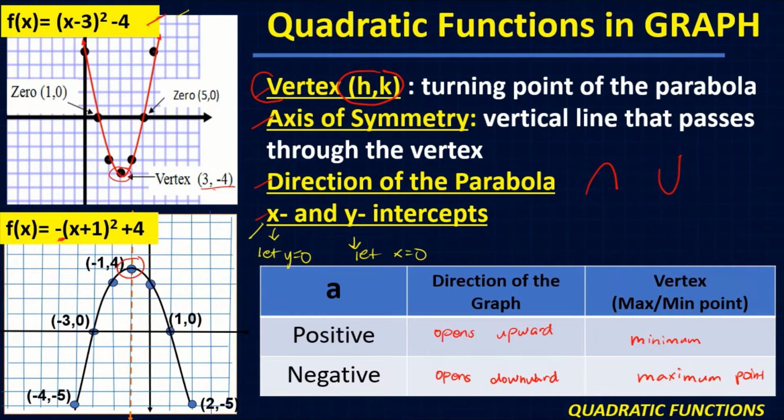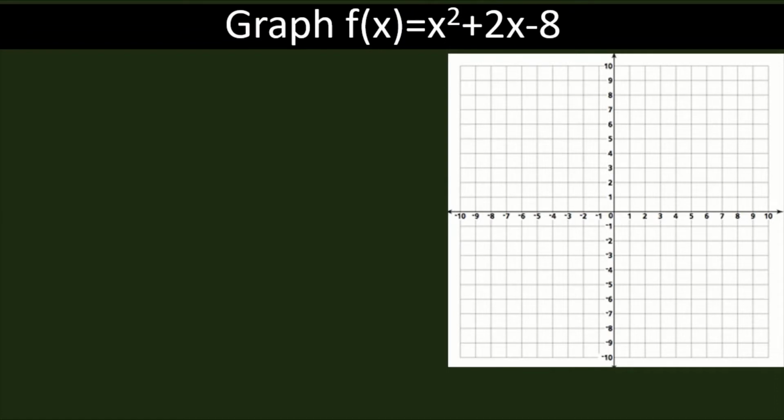To understand this, let us have a first example. Number 1, graph f of x is equal to x squared plus 2x minus 8. In all quadratic functions, it is very important for us to know the vertex. Since our given is in general form, i-transform natin ito into vertex form with f of x is equal to a times the quantity of x minus h squared plus k.